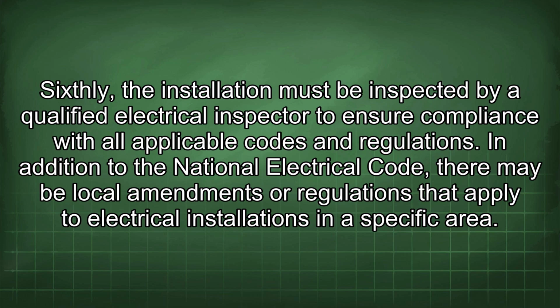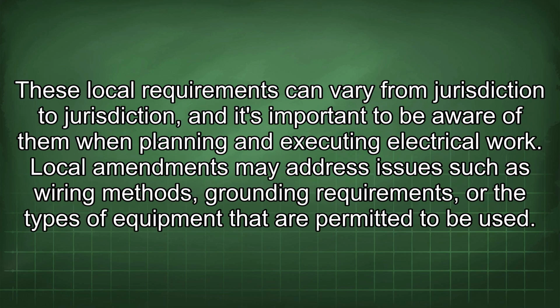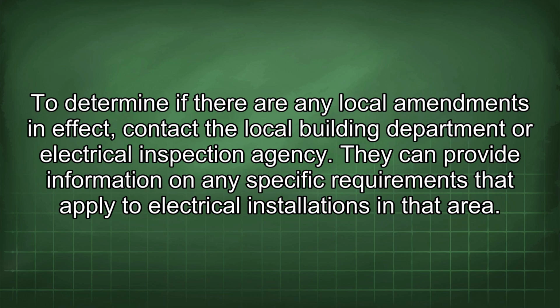In addition to the National Electrical Code, there may be local amendments or regulations that apply to electrical installations in a specific area. These local requirements can vary from jurisdiction to jurisdiction, and it's important to be aware of them when planning and executing electrical work. Local amendments may address issues such as wiring methods, grounding requirements, or the types of equipment that are permitted to be used. To determine if there are any local amendments in effect, contact the local building department or electrical inspection agency. They can provide information on any specific requirements that apply to electrical installations in that area.